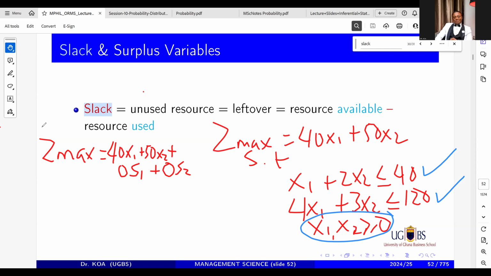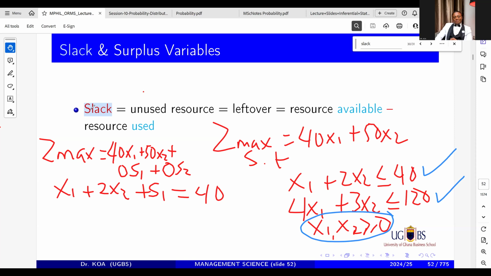Now, the first constraint is x1 plus 2x2. But we said that in the constraint, we introduce equalities for the non-standard form. So it means that you're going to have 2x2 something equal to 40. And that something will be plus. Then you bring the first constraint slack, which is called S1. Now we'll come and talk about why it is S1, why it is plus and not minus.